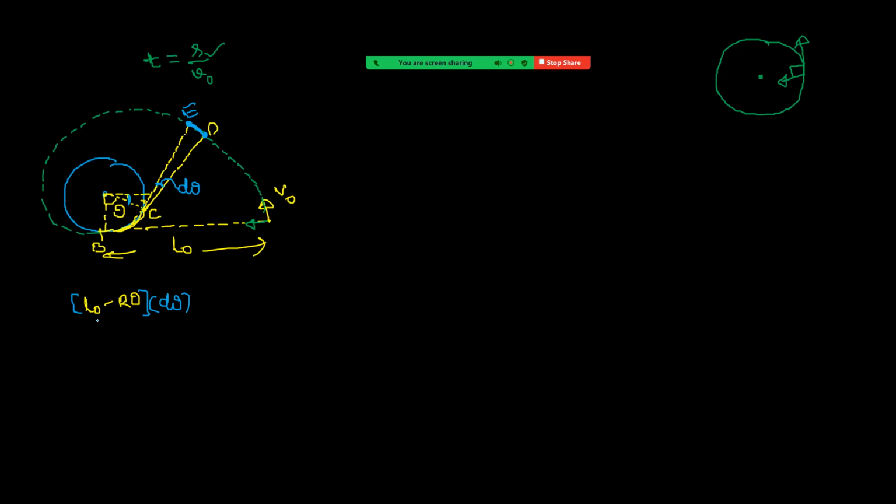So CD value is L naught minus r theta, into d theta. Just like R into d theta. That is now the value of ED. And ED stands for the distance traveled in a small time interval dt. Okay. Like this, we have to calculate the distance covered.